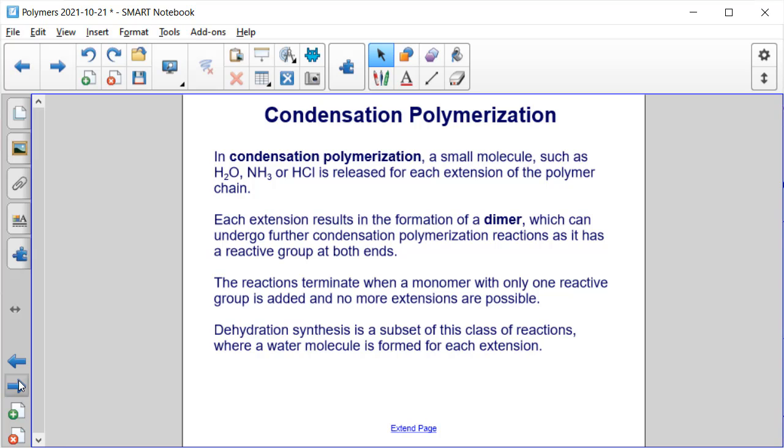as it has a reactive group at both ends. The reactions terminate when a monomer with only one reactive group is added and no more extensions are possible. Dehydration synthesis is a subset of this class of reactions, where a water molecule is formed for each extension. You can see in earlier sections of this presentation in detail dehydration synthesis where that happens.